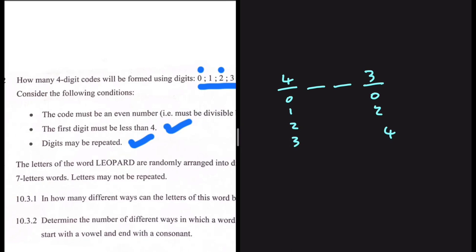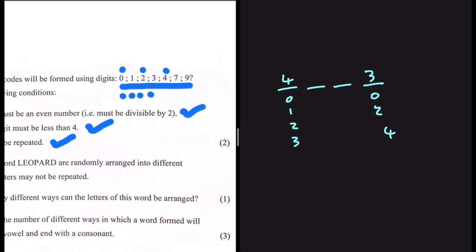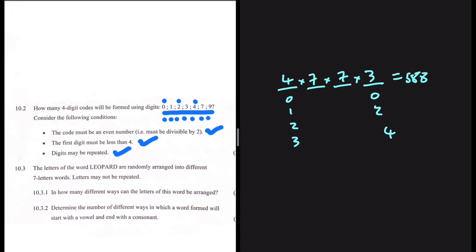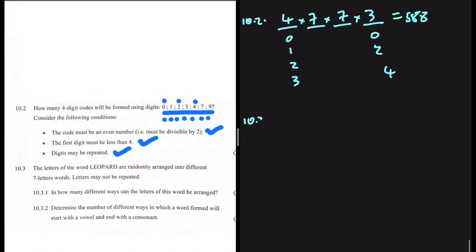What about the second and the third spots? 1, 2, 3, 4, 5, 6, 7. So we're going to have 7 here, and we're also going to have 7 here if repetition is allowed. The answer here is 588. So this is the number of digits that we can generate using those digits and having those conditions. The answer to 10.2. Let's look at 10.3.